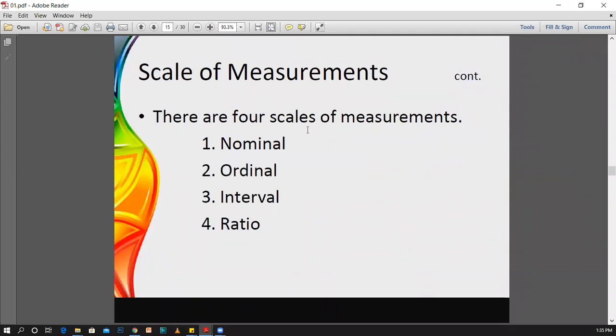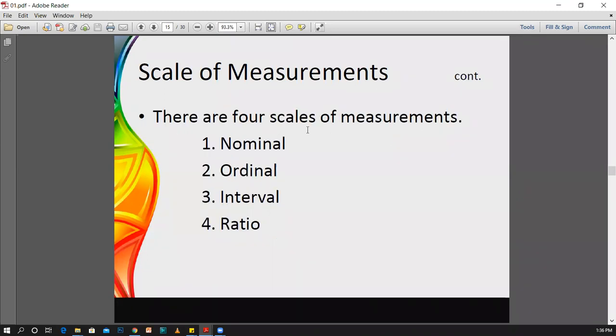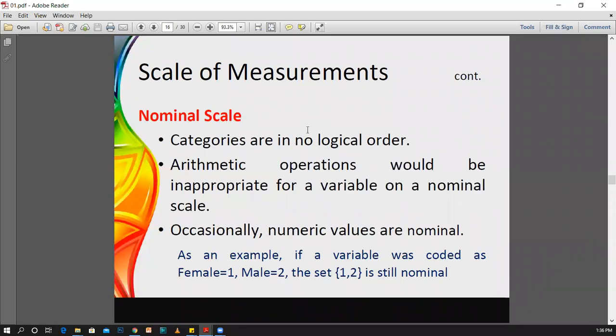If we discuss scales of measurement, there are four types. Number one, nominal scale. The second one, ordinal scale. The third one, interval scale, and the fourth one is ratio scale. Therefore, there are four scales of measurements: nominal, ordinal, interval, and ratio. If you go through these four one by one, first of all, we will discuss the nominal scale. In the word itself, you can understand that nominal is somewhat like the names.